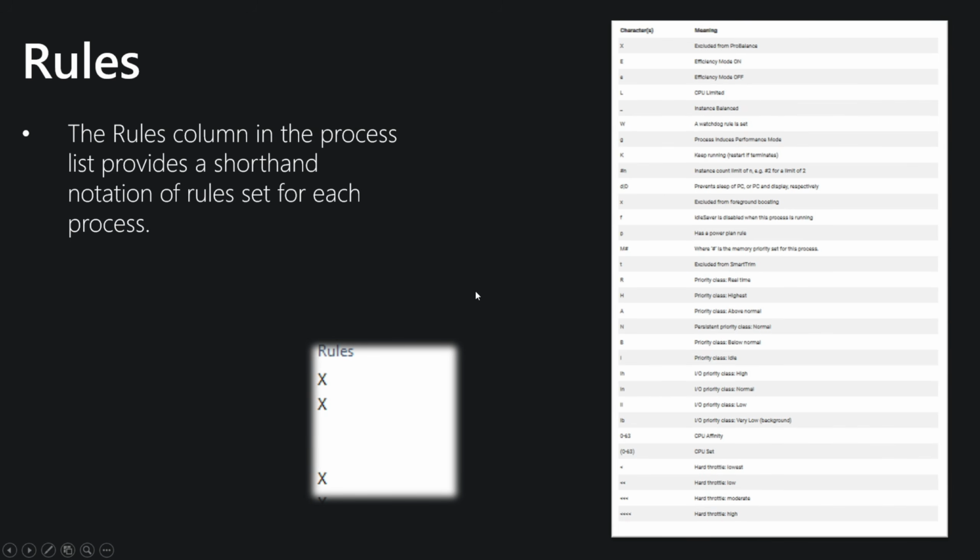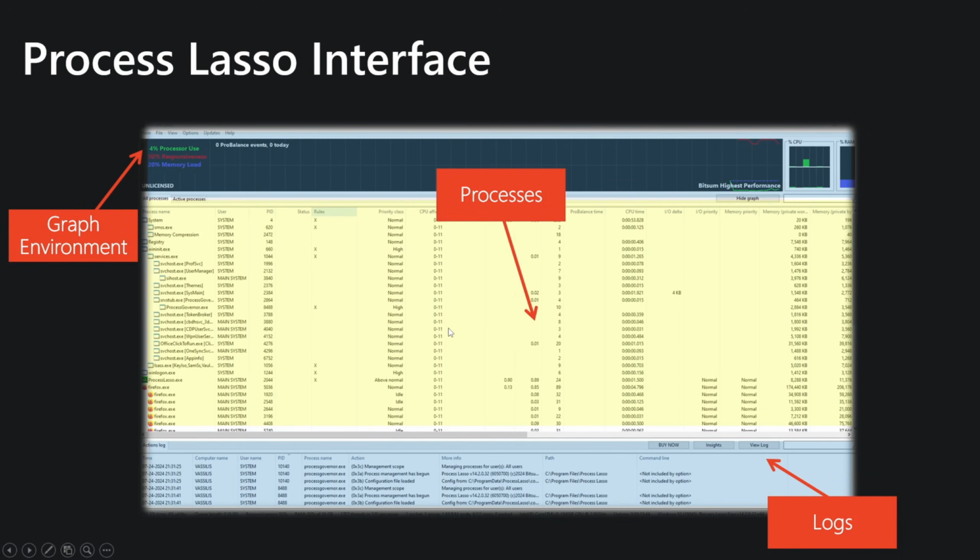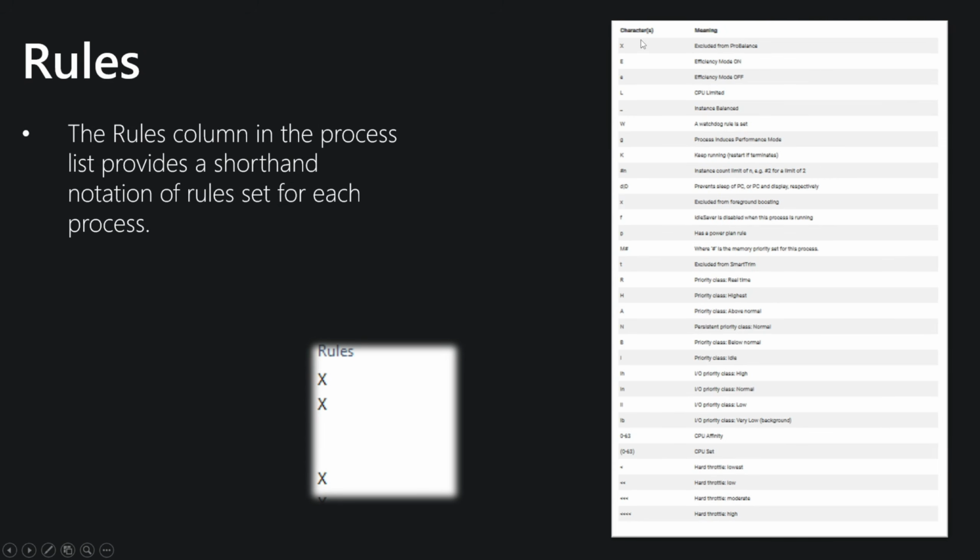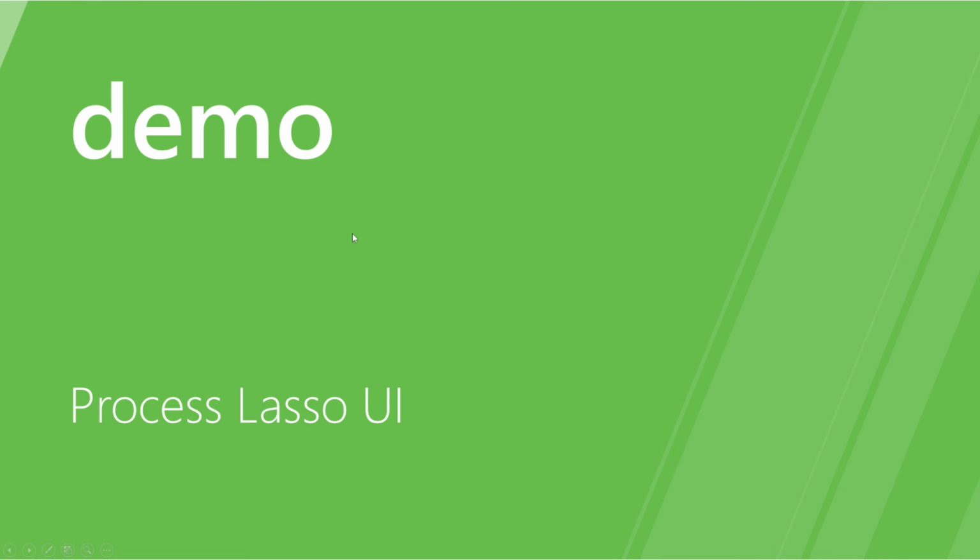Also, a very important aspect of Process Lasso is the rules and the symbols, the characters, of the rules. We saw before on the interface that here we have the rules on that side. Every symbol, every character that we see in the rules means something different. For instance, the X character means excluded from ProBalance, and so on for the other characters. The rules column in the process list provides a shorthand notation of rules set for each process.